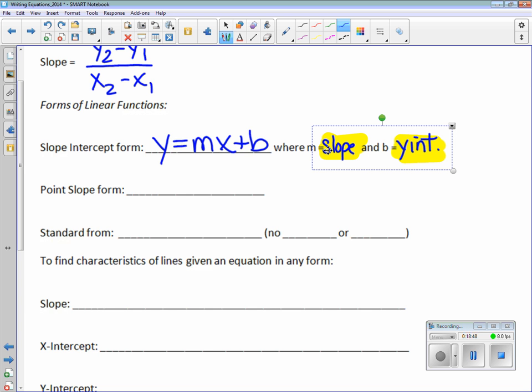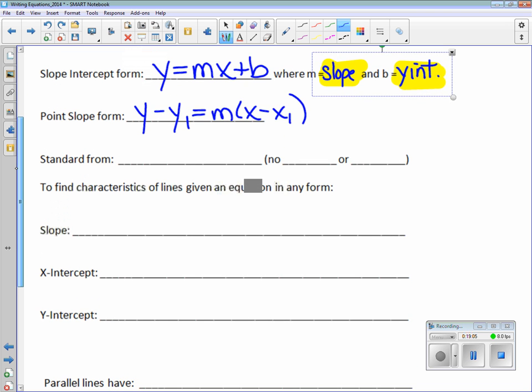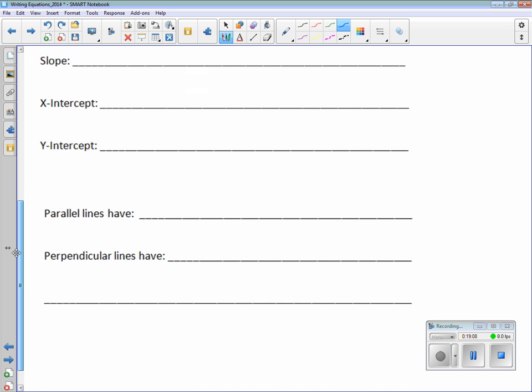Good. All right, point-slope form, we know that one as well. We just put it on our note card. So we have two different places where it should be. We'll worry about standard form and all that in a minute. Can we keep going down? Okay. And then down here you should be able to answer. Parallel lines have, perpendicular lines have. Parallel lines have what, Ashley? Same slope. Holy cow, if we don't know this by now, right? The same slope. Brian, what do perpendicular lines have? Opposite reciprocal slopes. Good.